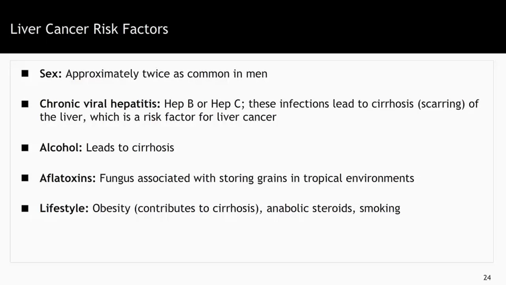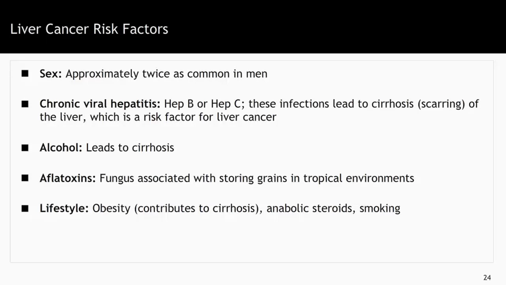Alcohol, when abused, can also lead to cirrhosis, which then becomes a precursor to liver cancer. Not all patients with cirrhosis get liver cancer, but if you do have cirrhosis, whether it's from hepatitis B, hepatitis C, or alcohol, the risk of developing liver cancer increases dramatically. Hepatitis C and B are endemic to areas of Asia and sub-Saharan Africa, and that is why the risk of developing liver cancer is so much higher in those populations.